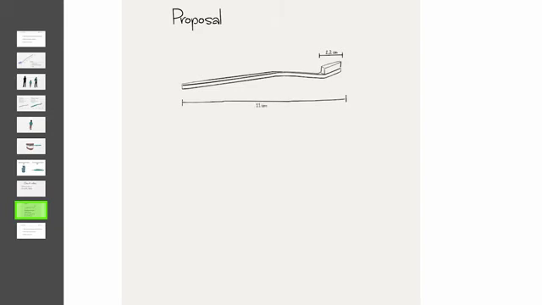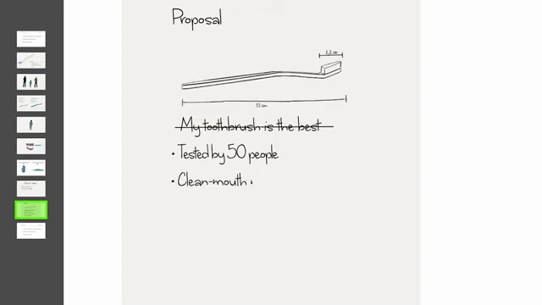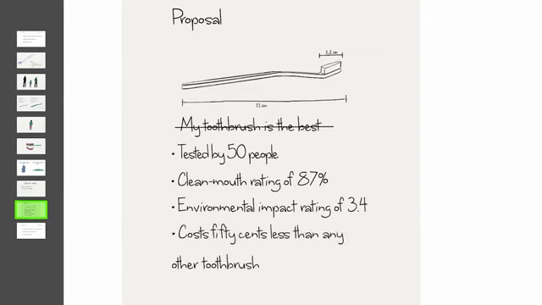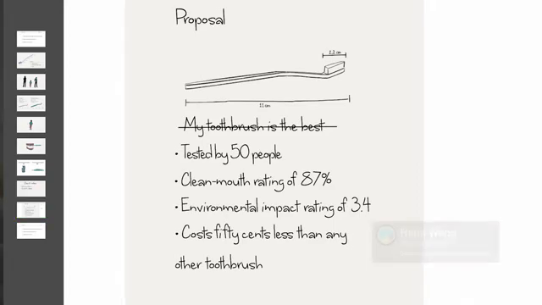For example, it's not enough to say, "My toothbrush is the best." But if you say, "My toothbrush has been tested by 50 people and got a clean mouth rating of 87%, an environmental impact rating of 3.4, and costs 50 cents less than any other toothbrush," your client can compare those numbers to other designs and see that your toothbrush got great results.